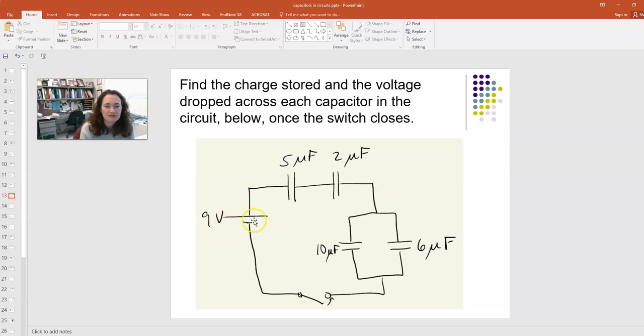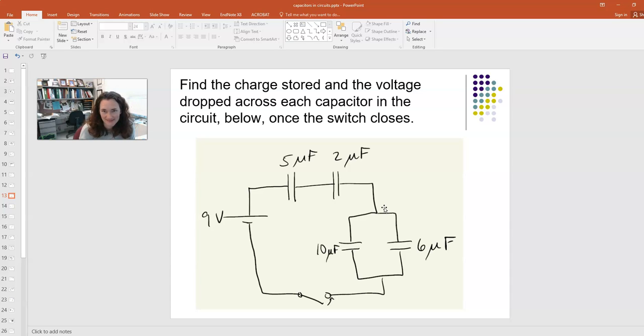Here we have a 9-volt battery hooked up to a 5 and a 2 microfarad capacitor in series, and then that's in series with a parallel branch, which has a 10 and a 6 microfarad capacitor in each one of the parallel branches, okay? So the problem says, find the charge stored and the voltage dropped across each capacitor in the circuit below once the switch closes.